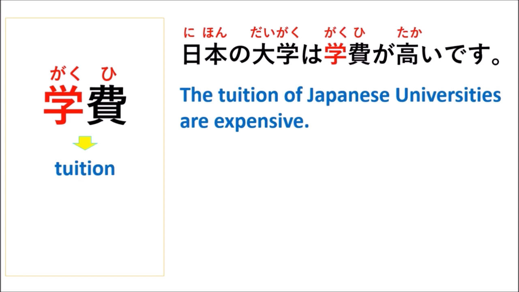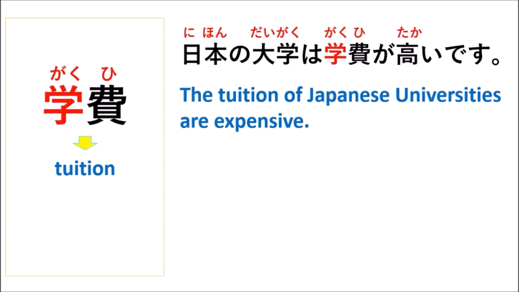日本の大学 means Japanese university. は学費が高いです。学費 means the expense, the tuition. 学費が高い means the tuition is expensive. 学費が安い means the tuition is cheap.